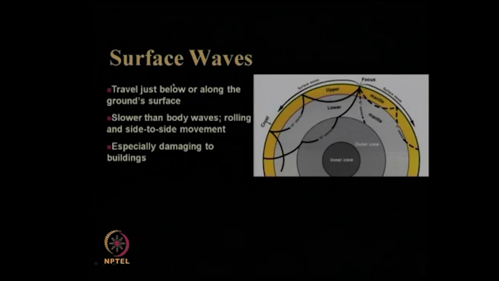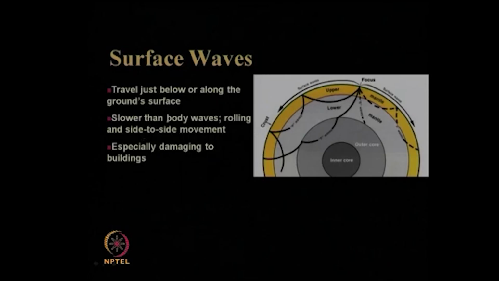After body waves, we are now discussing surface waves. As the name suggests, as I told earlier also, the surface waves travel just below or along the ground surface. That is the reason why they are called surface waves, because they are very close to the ground surface, and they are much slower than the body waves, but their behavior is rolling and side to side movement.